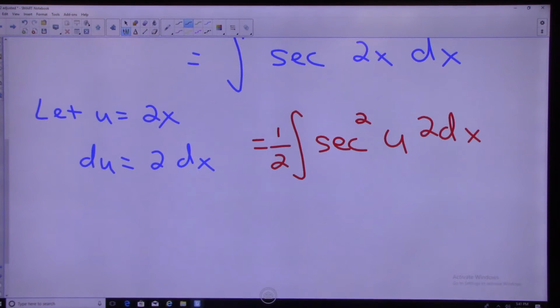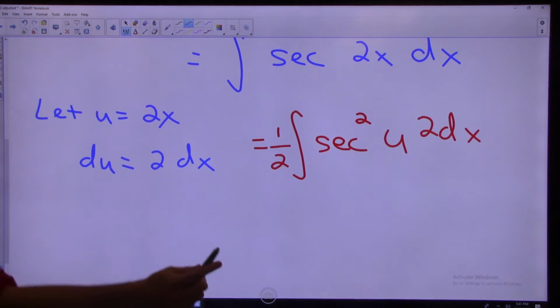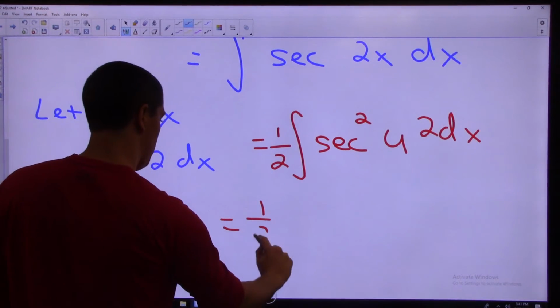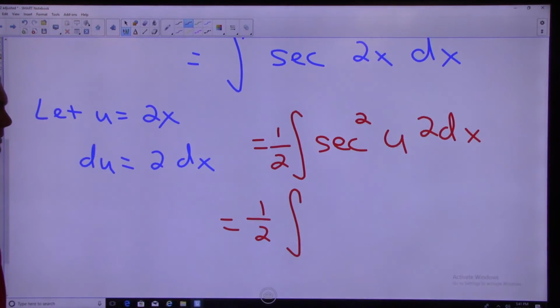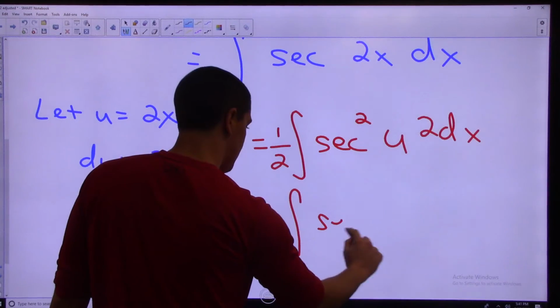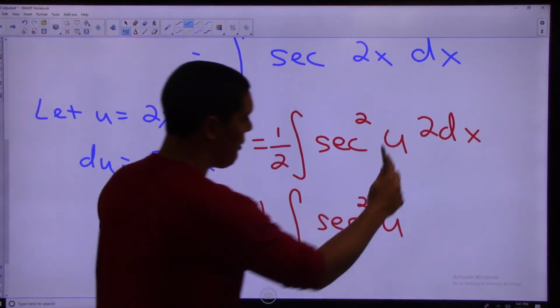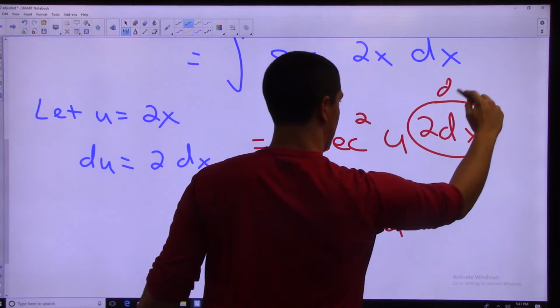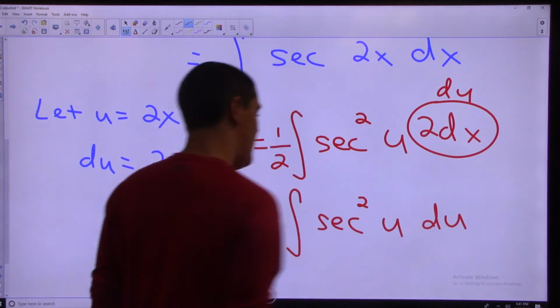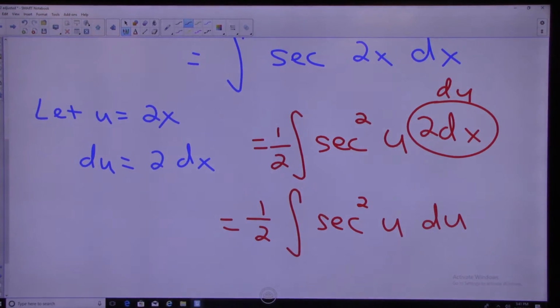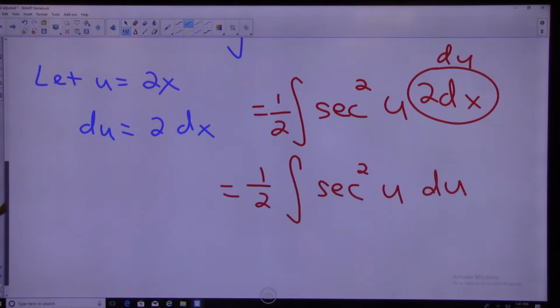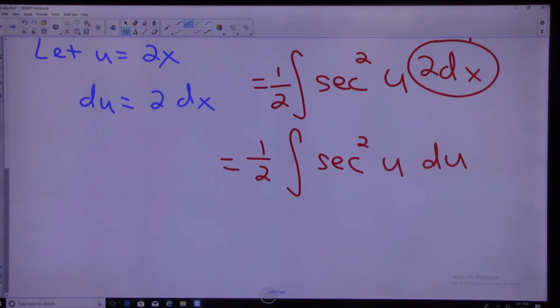So before we use the formula, we've got one more thing to look at. This is going to be 1/2 of the integral of secant squared u, and then we can rewrite 2 dx as du. Now that we've got that, we can apply the formula exactly. So look at the formula. The integral of secant squared is tangent, it looks like. Yeah, tangent.